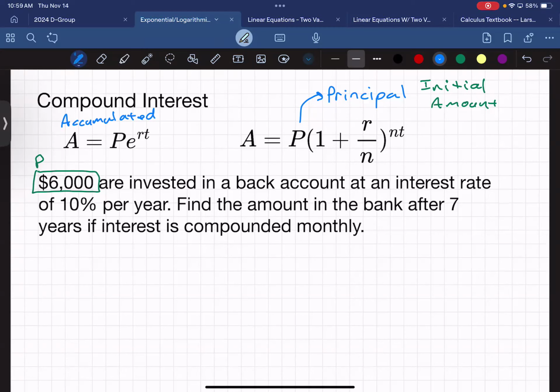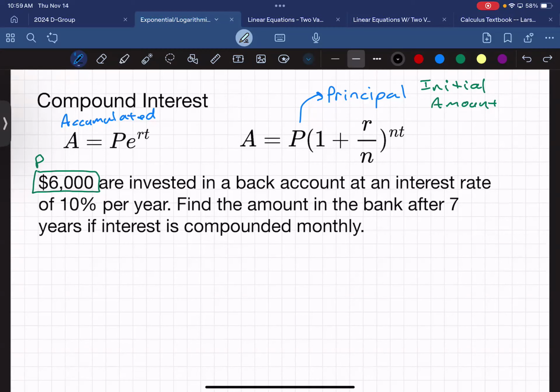Now keep in mind that A and P are closely related. P is the initial amount, whereas A is whatever you have after time T. Another way you'll see this written is A of T equals, so it can be written in function form rather than just A by itself. So keep that in mind.